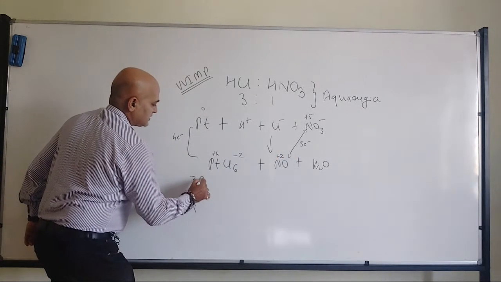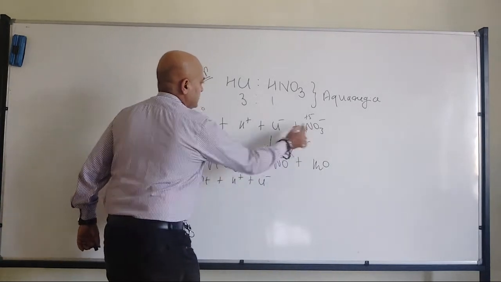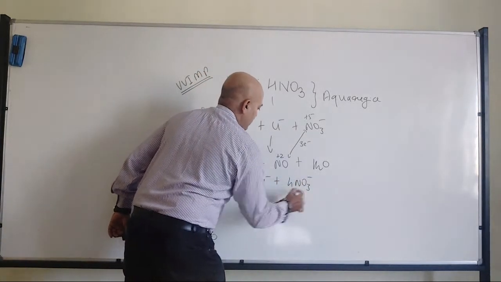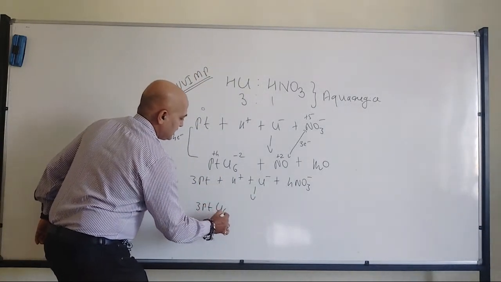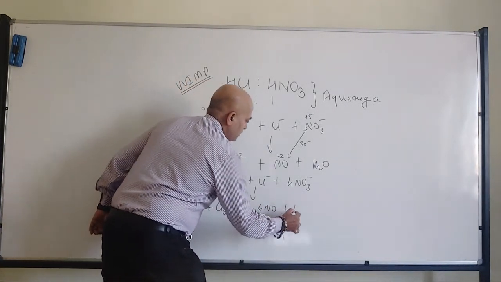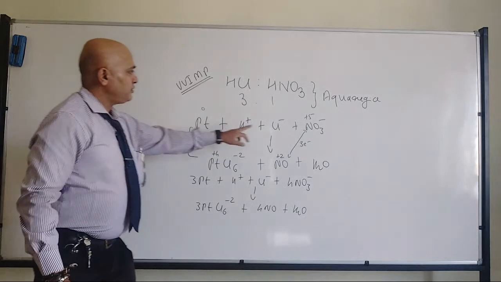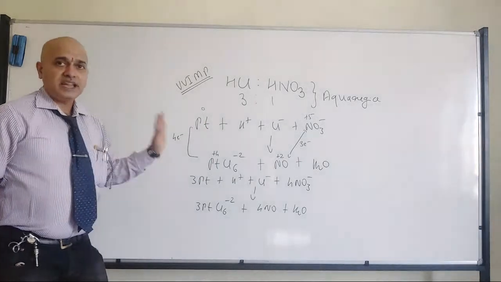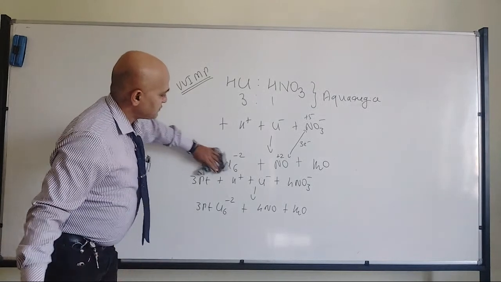So I will make it as 3 platinum, then H plus plus Cl minus. This one should be multiplied by 4. So I will make it 4 NO3 minus, which will give rise to 3 platinum hexachloride plus 4 NO plus water. So whether I am right? I have multiplied this 4 to this, and I have multiplied these 3 to here. So in that case I will remove the above equation. This will be the last one, don't worry.